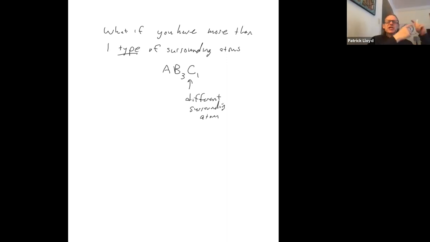Well, the first thing to say is that in terms of the shape, it doesn't matter. The shape is just an atom is an atom. A group is a group. It doesn't matter. But in terms of polarity, it matters. And here's why.